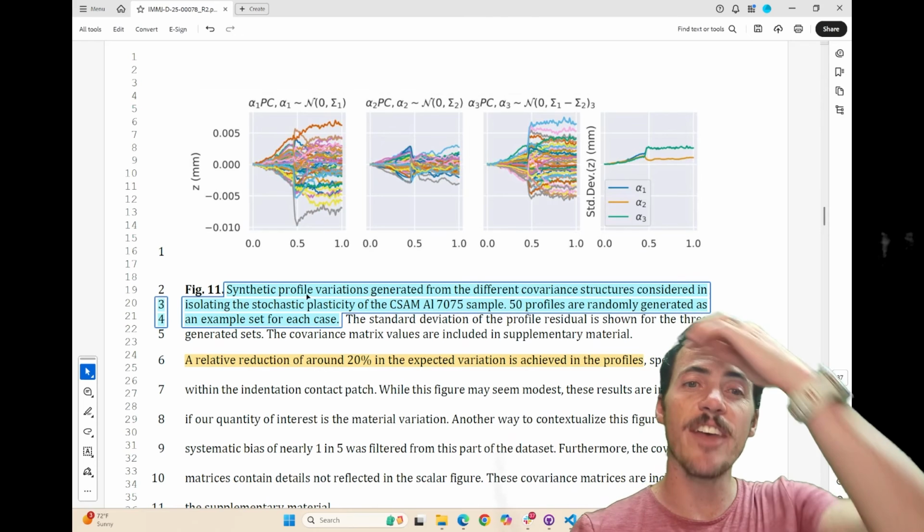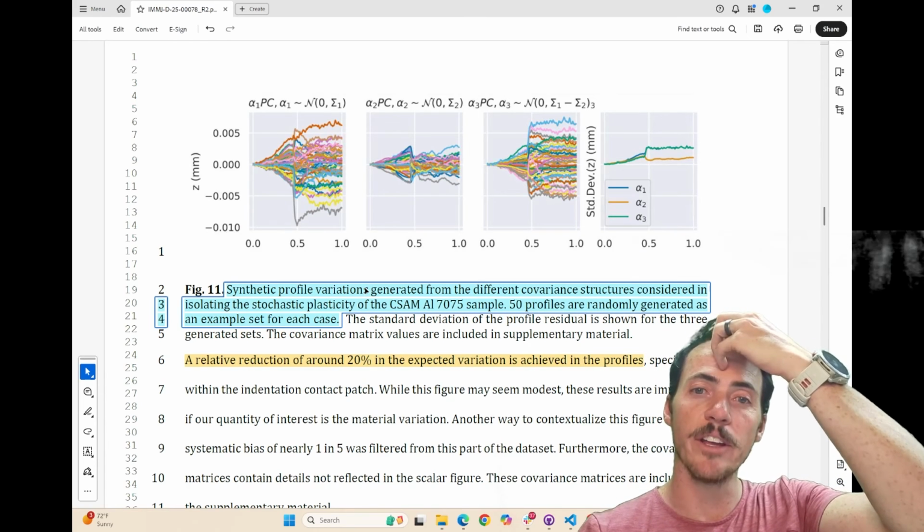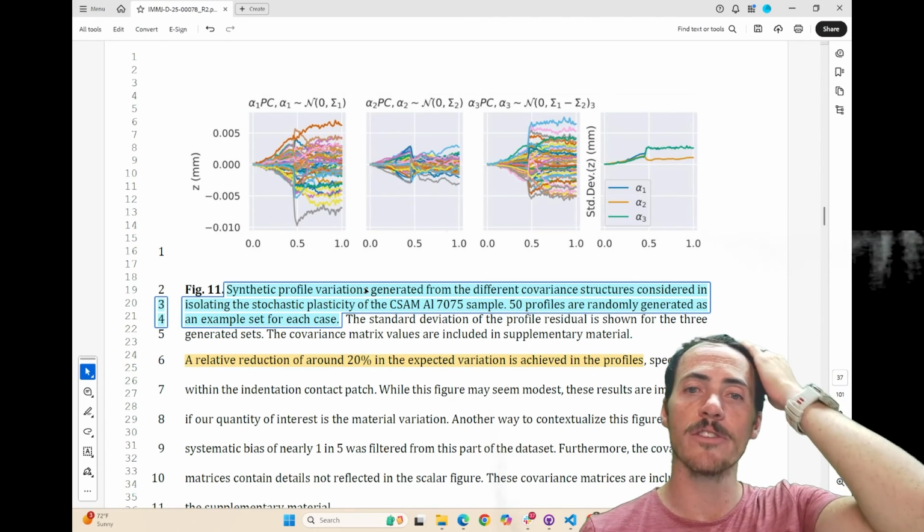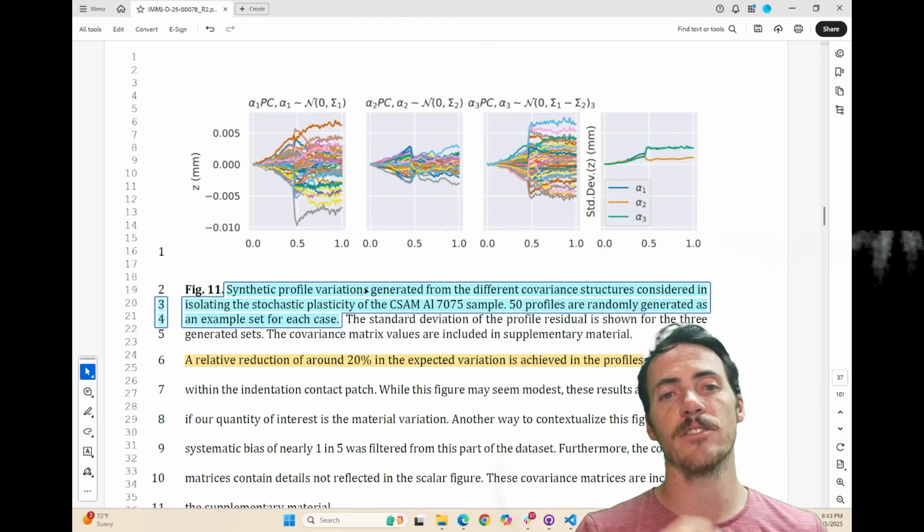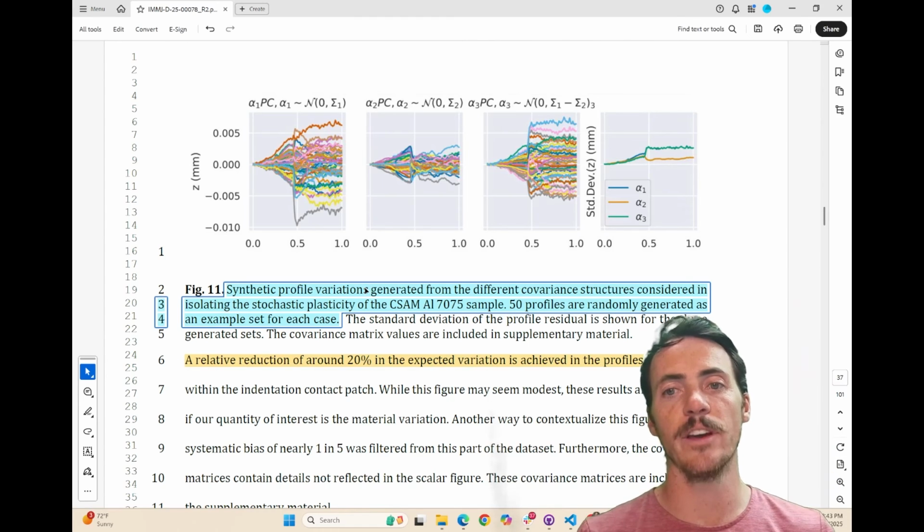Here they have their synthetic profile variations generated from the different covariant structures considered in isolating the stochastic plasticity of this alloy, and they show you the variability from 50 different parameters.